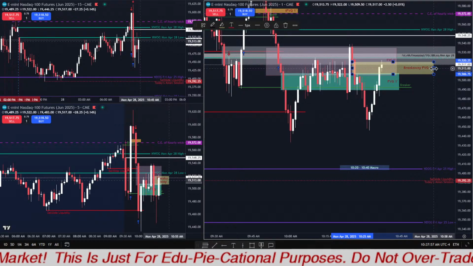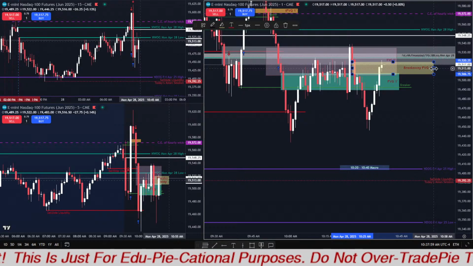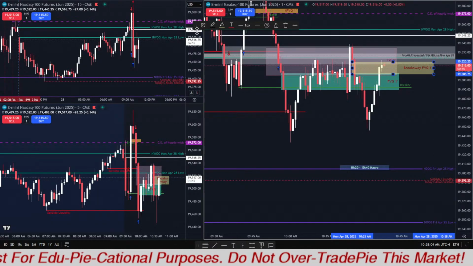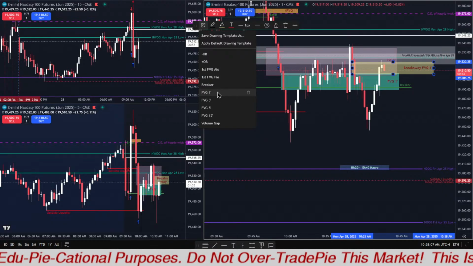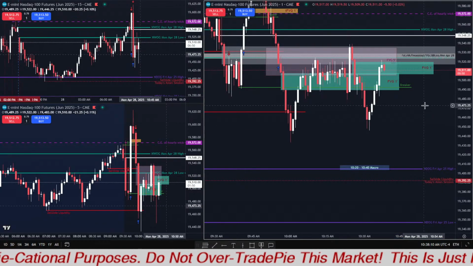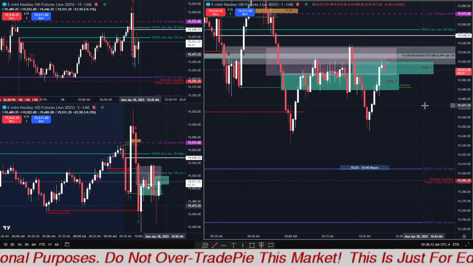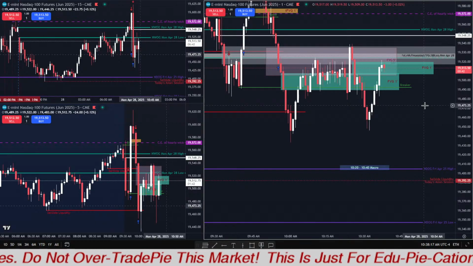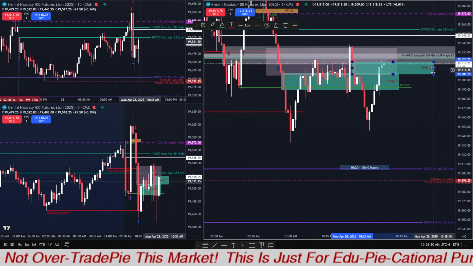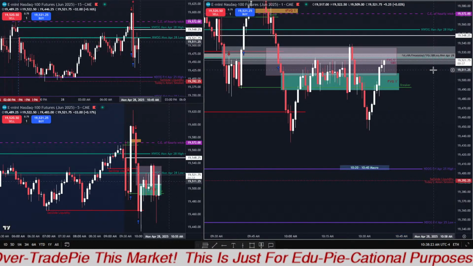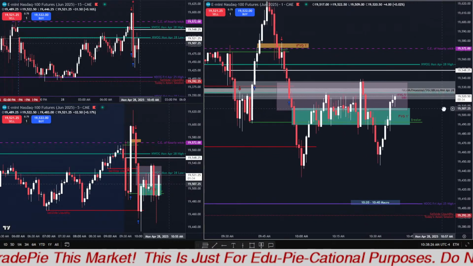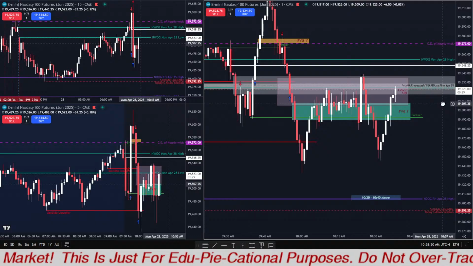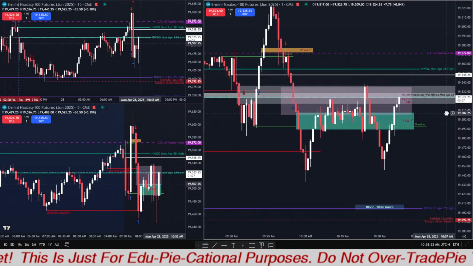Okay, now we are trading into the first presented fair value gap, and let's see. We can put this as a fair value gap. It's getting a little messy over here, I'd like to clean this, and let's see what we have here.